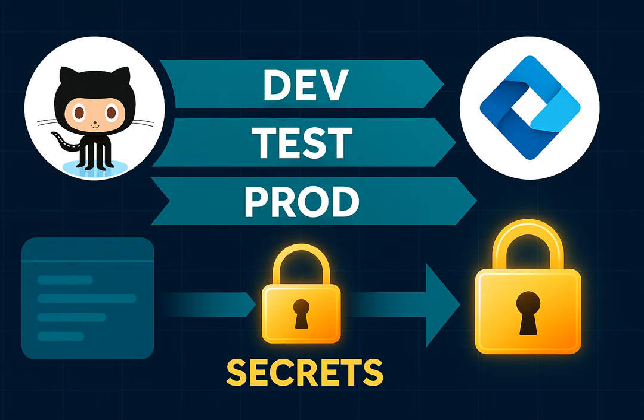Enter service principals. If you haven't worked with them, picture a service principal as a digital extra set of hands, purpose-built for automation. Unlike a regular user, a service principal is tied to an app registration in Azure AD, not a real person. You give it the minimum permissions needed to run your deployment tasks. That sounds simple, but the payoff is big.